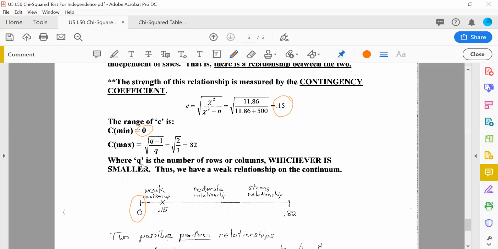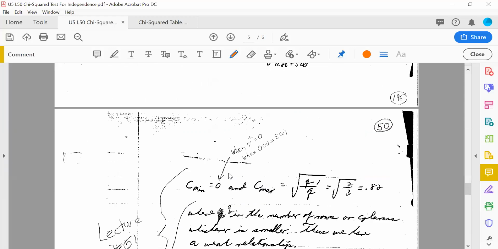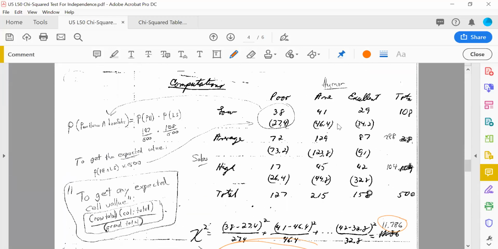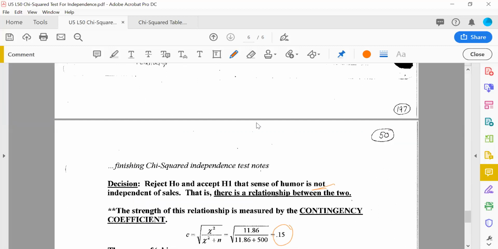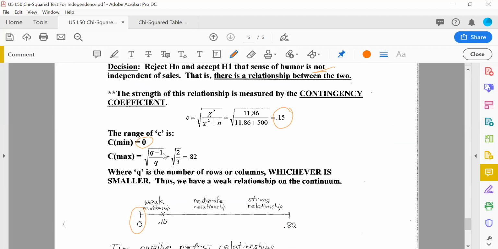What is Q? We're going further down the rabbit hole. Q is the number of rows or columns, whichever is smaller. Well, in this problem, we have 3 rows and we have 3 columns, so it really doesn't matter. It will matter if there are a different number of rows and columns, but so that means Q is 3. So 3 minus 1 is 2, divided by Q, which is 3. Square root of 2/3 is 0.82. I put 0.82 at the top of the continuum.